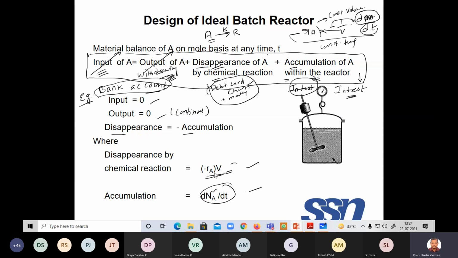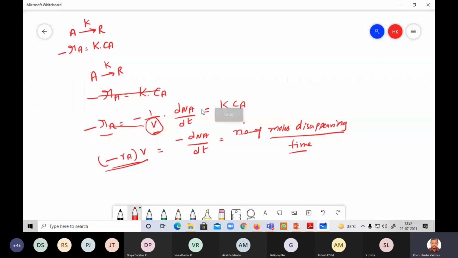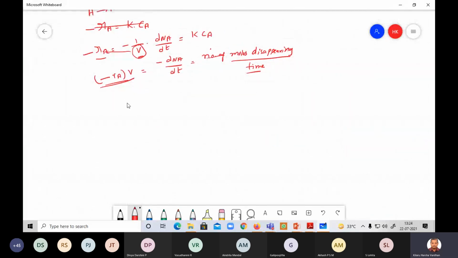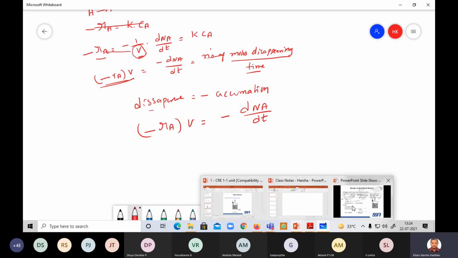Now we have to equate these two. Now if you equate, disappearance is equal to the negative of the other one, accumulation. What is disappearance? Minus RA into V is equal to accumulation, which is nothing but minus dNA by dt. Correct? So now you see here.